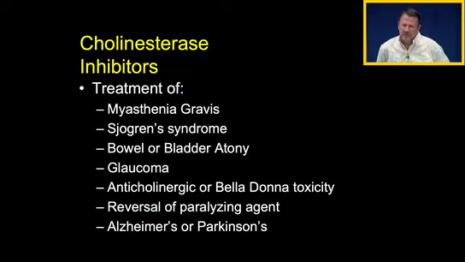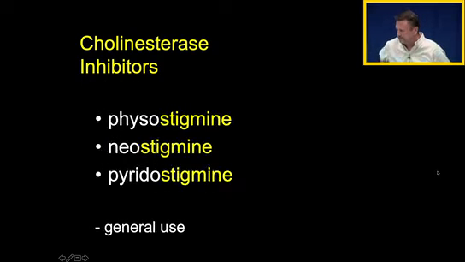So these cholinesterase inhibitors will be used in the treatment of myasthenia gravis or Sjogren's syndrome or bowel or bladder problems, glaucoma, anticholinergic toxicity, belladonna toxicity. We'll use these as reversing agents and in anesthesia, as well as Alzheimer's and Parkinson's disease. And that's what makes this confusing for people, because they'll see a drug and they're like, oh, it's used in glaucoma. Well, that's okay. That same drug can be used for any of these issues as well.